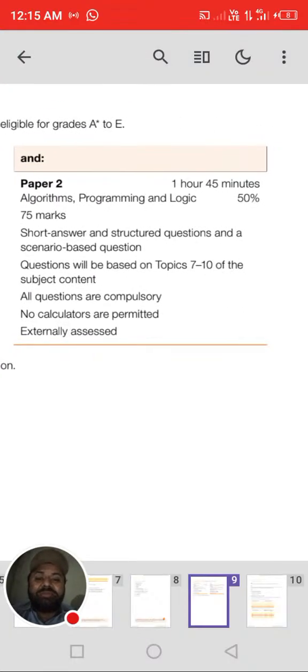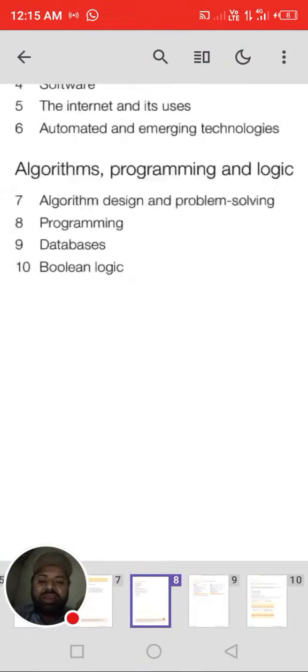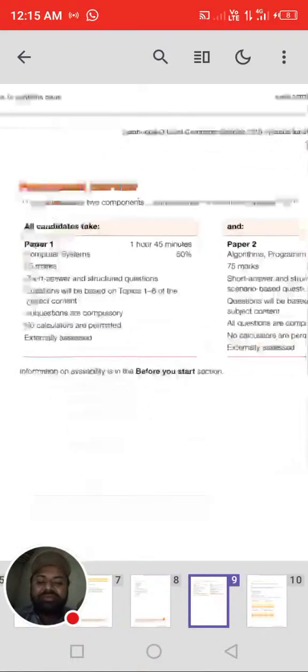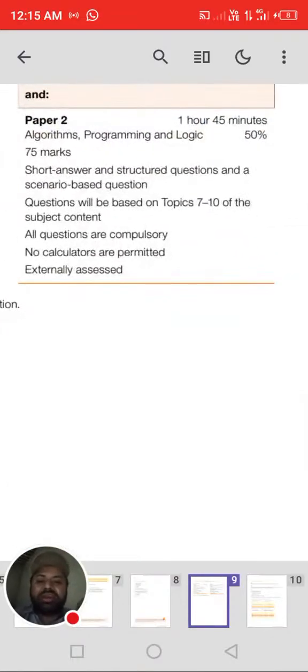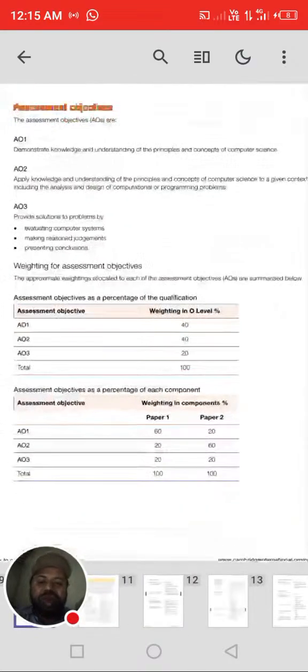Then there is paper two, algorithms and programming logic. Similarly, short questions and structured questions, and these will be from topics 7 to 10 of the subject content. Yes, these are the subject contents here. We can see algorithm design and problem solving, programming, databases, Boolean logic. Yes, it's great. So we come back here. All questions are mandatory, and similarly externally assessed. We move forward.